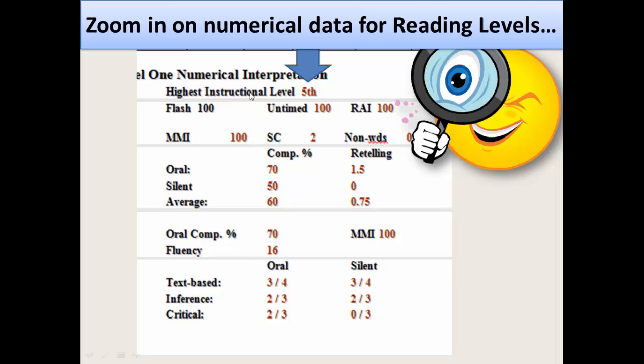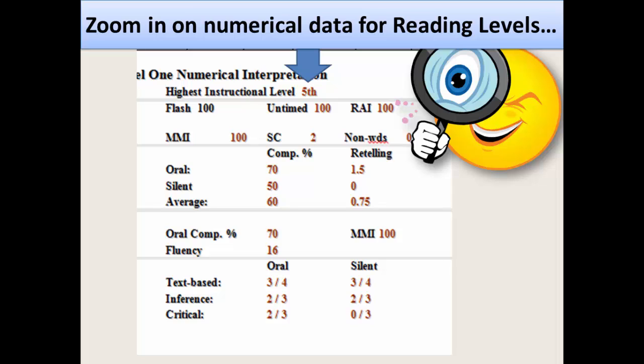instructional level. Again, we're looking at our flash untimed RAI-MMI. Solid. So we move to comprehension. Oral, pretty good. Silent, trouble. So our average here, and here's our average retelling. Look at this. Silent average of 0 for retelling at the 5th grade level.